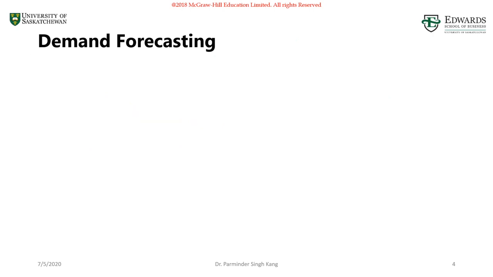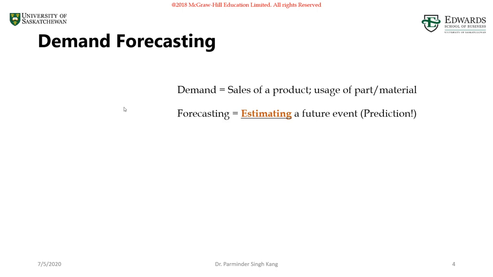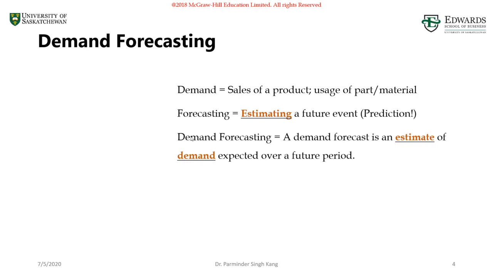Now let's look at the terms and definitions so that we are on the same page when we use these terms. Demand: sales of a product, usage of a part or material. So in a bakery example, sales of cakes, bread, biscuits, whatever items you're manufacturing. Forecasting: estimation of a future event, or predicting how much we're going to sell in the coming week, coming month, coming year, and so on.